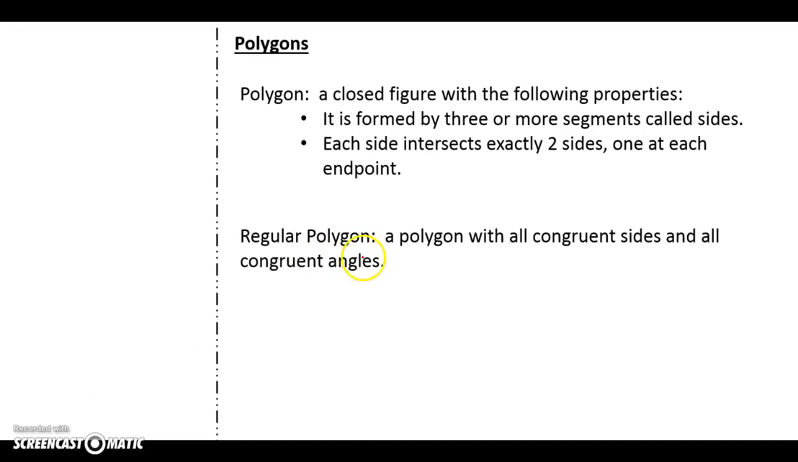Our next vocabulary term is a regular polygon. A regular polygon is a polygon with all congruent sides and all congruent angles. So for instance, if I were to draw an equilateral triangle, that is a regular polygon because all 3 sides are congruent to each other, and remember, in an equilateral triangle all 3 angles were congruent to each other. So our equilateral triangle is a regular polygon because all the sides are congruent to each other and all of the interior angles are congruent to each other.